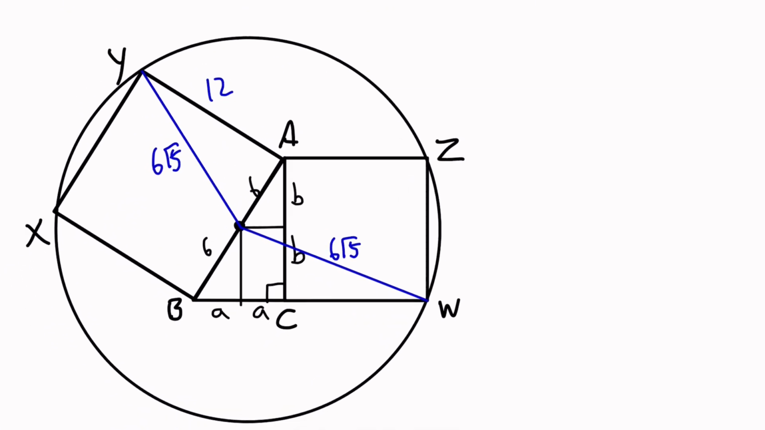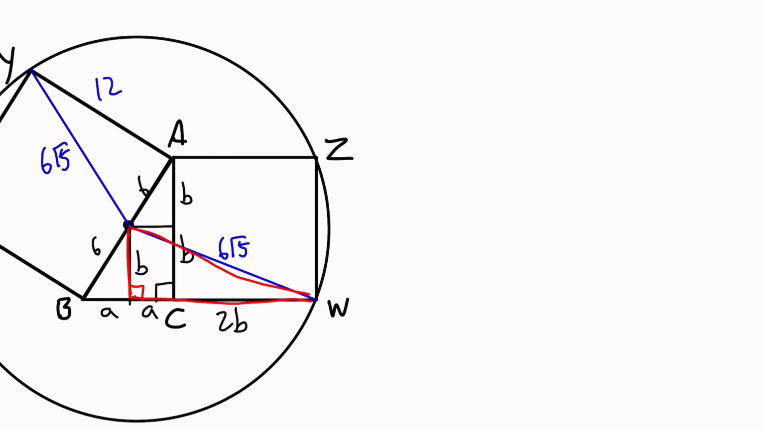Also, if we zoom in, since this is B, AC is 2B, and since ACWC is a square, WC is also 2B, right? WC is 2B, and since half of AC is B, this is also B, right? And so this much is also B. Now we can focus on this triangle right here, this and W, and this. That will also be a right triangle, right? Now we can use the Pythagorean theorem.